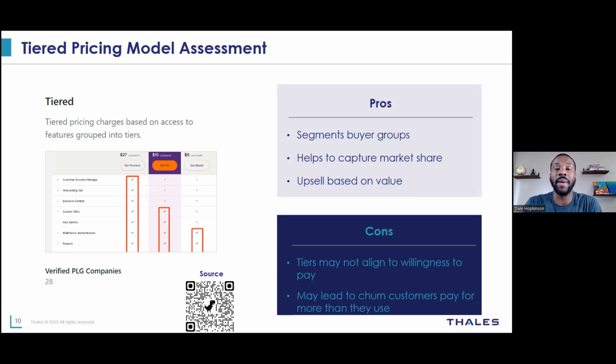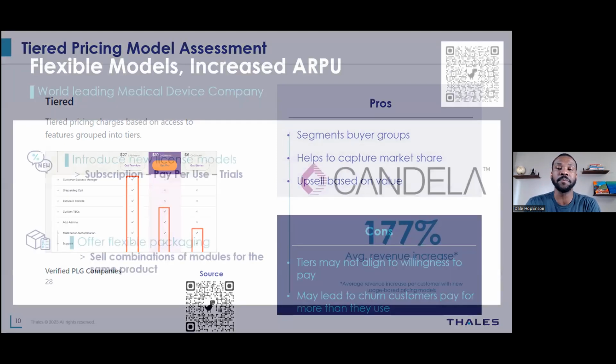Sometimes the packages are not aligned to what customers really get value from. They may be thinking, I'm only using, again, a small set of features, or I only want one feature from the premium plan, and I'm not able to pay for that, so they don't even buy at all, right? So that causes you to be challenged with market share, etc.